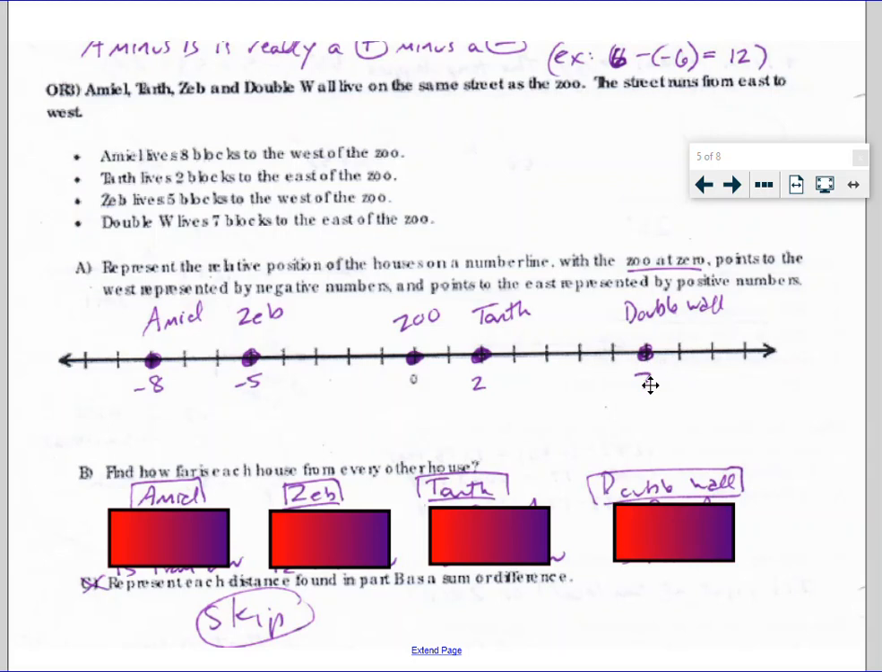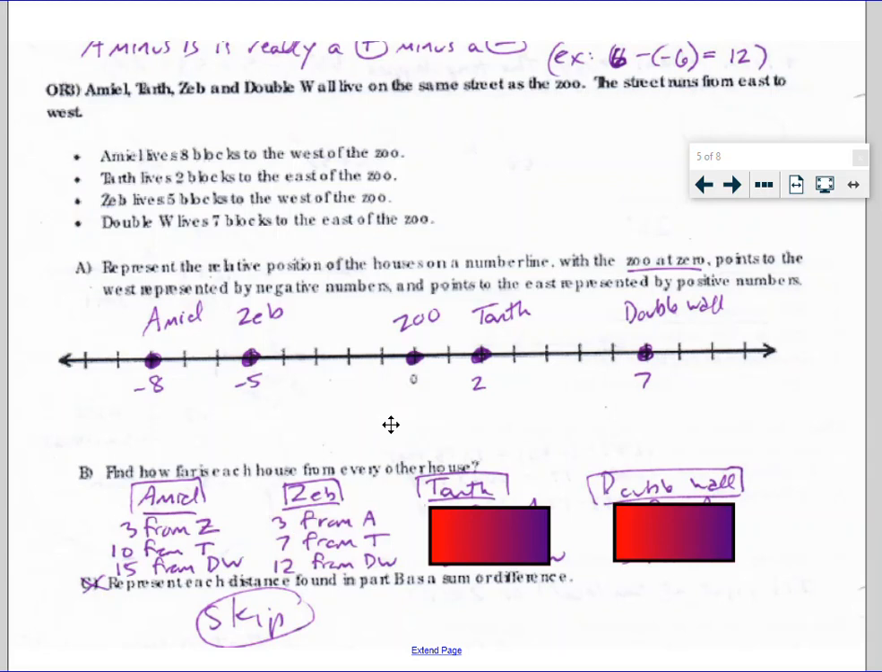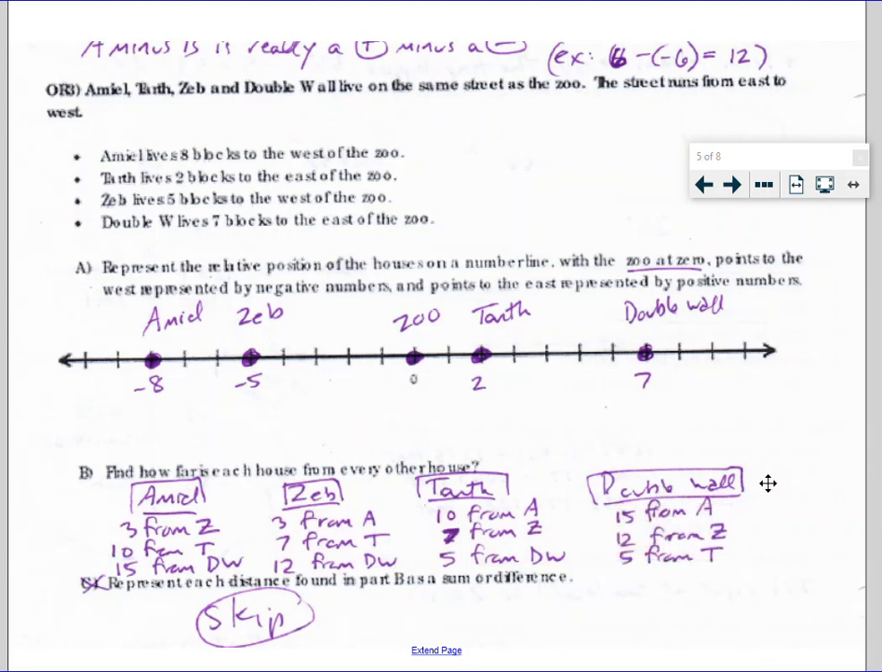You should have those. Double W was at 7, Tarth was at 2, Zoo was at 0, Zeb was at -5, and Amiel was at -8. In part B, how far was each house from all the other houses? Well, I put right here how far Amiel's house was from the other 3: from Zeb, from Tarth, and from Double W. I did the same thing for Zeb. You can kind of see how far they are. Same thing for Tarth. Same thing for Double W.